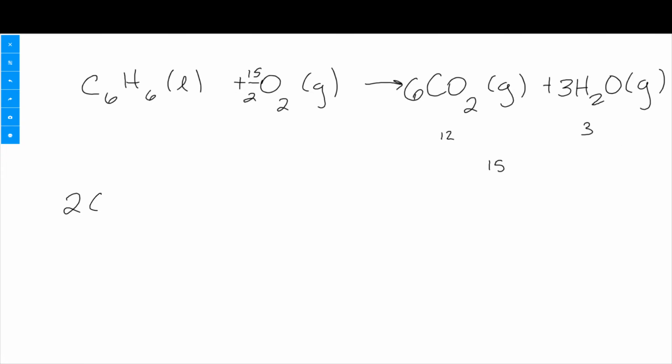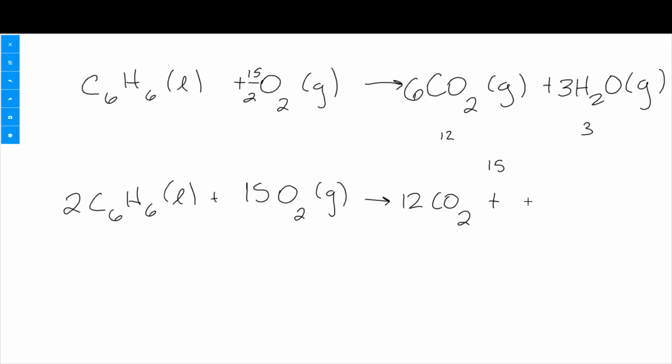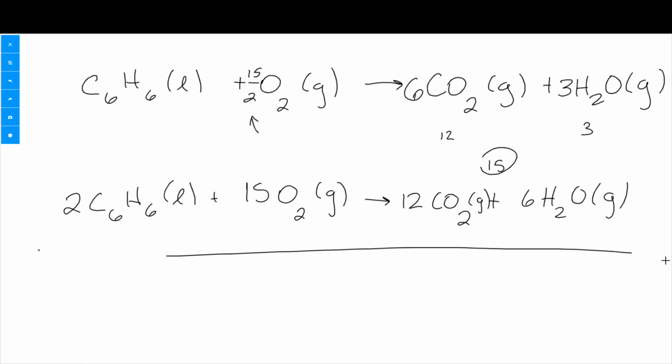So this becomes 2 C6H6 plus 15 halves times 2 is 15 O2, 12 CO2 gas plus 6 H2O gas. And there's the balanced reaction, right? And so when you have an odd number here, you just divide it by 2 and you put it there. That fraction, a lot of times, like informally, you'll just leave the fraction like that, but it's more proper to write the chemical reaction like so.